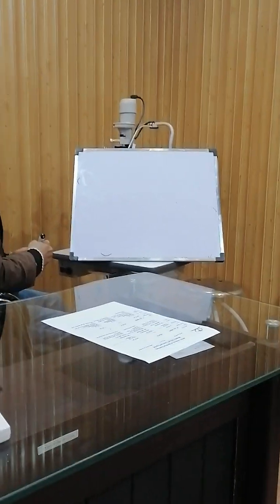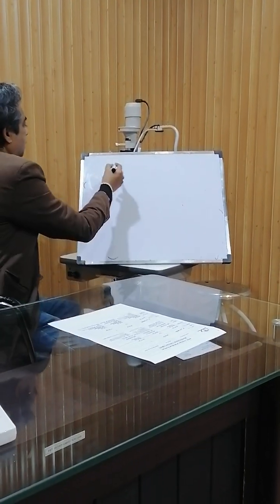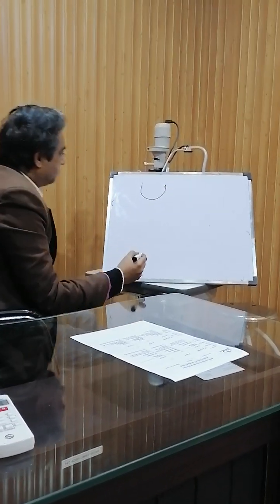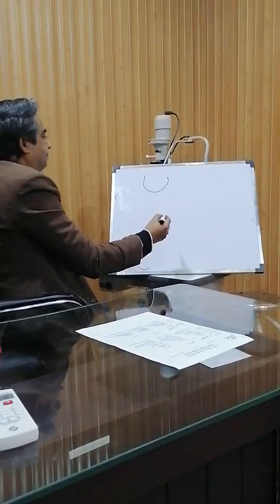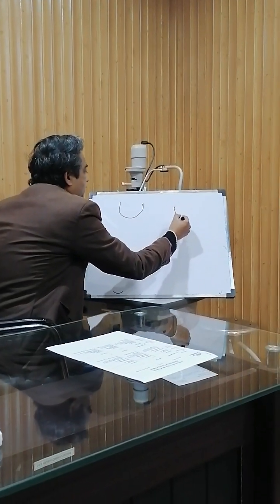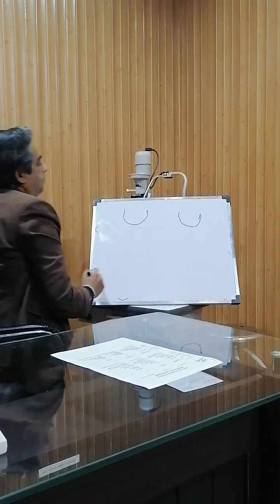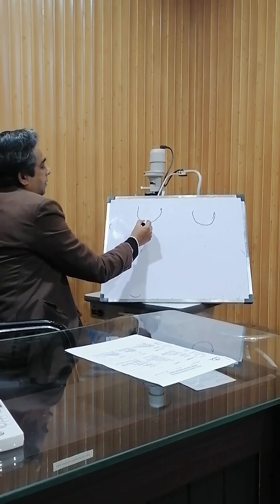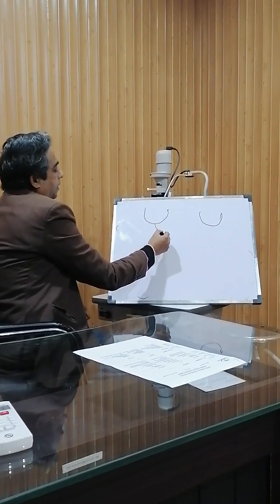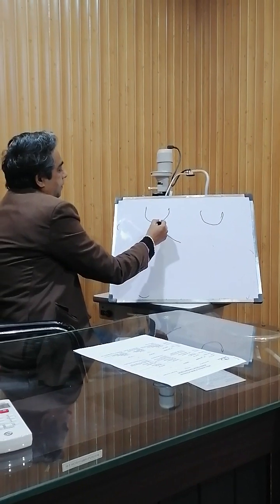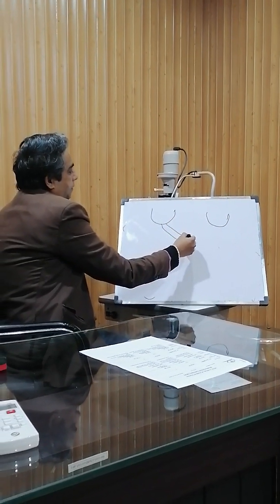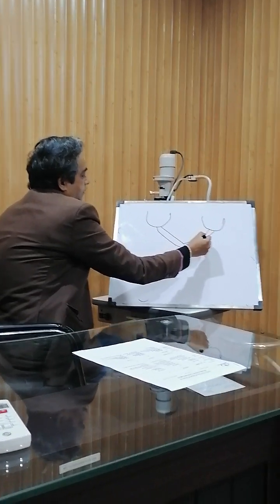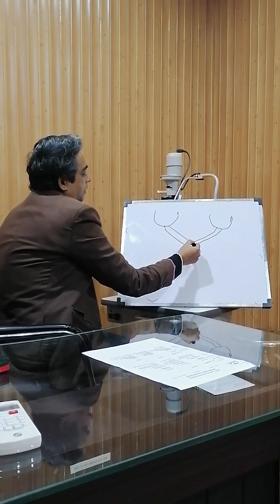So let me draw a schematic diagram. This is the right eye, for example. This is the left eye. Okay. Now, what happens? This is the optic nerve. This is the optic nerve, right?